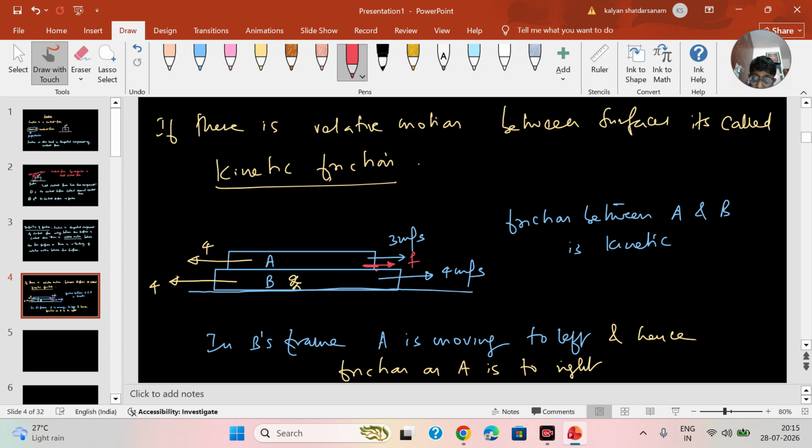What about the reaction of this friction? So you should ask the question, who is exerting friction on A? B. B is exerting friction on A. So the reaction of this friction will be on B due to A. So on B, friction will be to the left. Okay, so that is the point here.